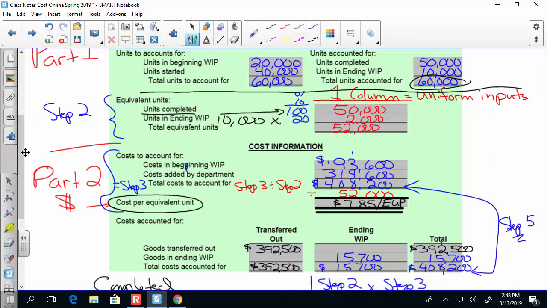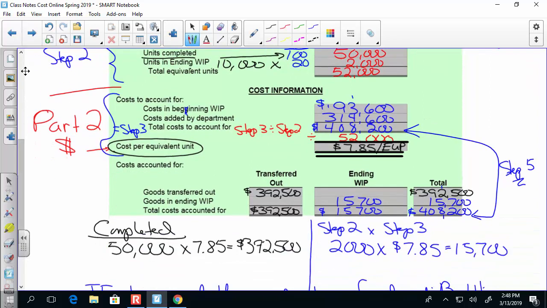We get down to the cost section. The second half is the start of step 3, right? Step 3 here, we add beginning cost with current cost. We get 408,200. We divide the equivalent unit number into it, and our cost per equivalent unit, and that's the goal of step 3, is $7.85.